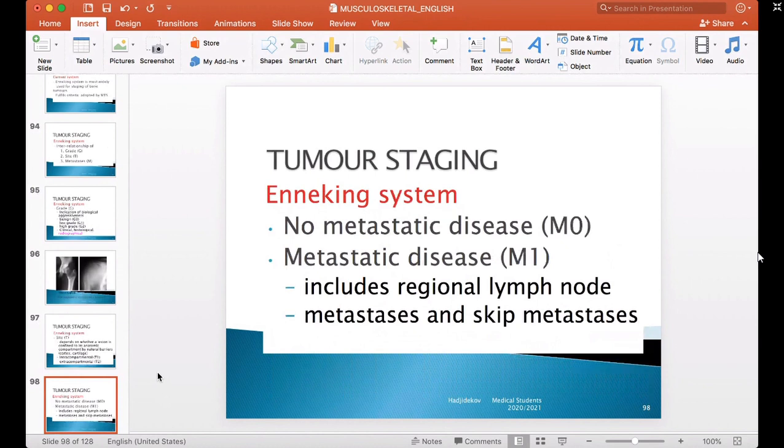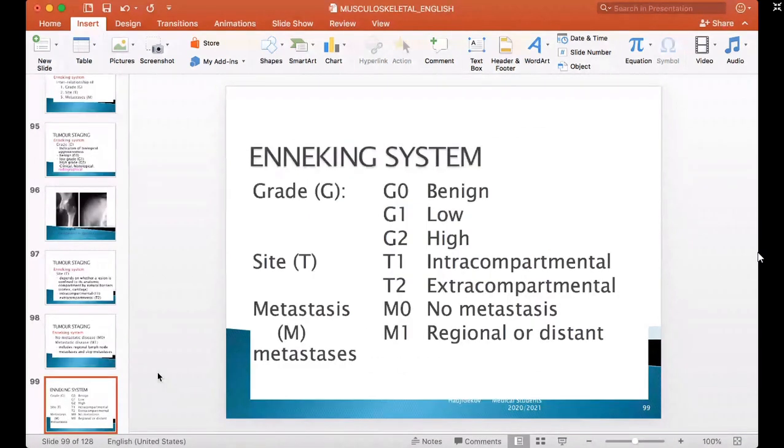So the presence or not of metastasis is very important for the future of the patient as a prognostic tool. If we have no metastasis, it is M0 in the Enneking system, and if there is any metastasis, M1. Metastasis also includes regional lymph node metastasis. So this Enneking system will be like this: benign, low, and high for the grade, intracompartmental and extracompartmental for the site, and presence or not of metastasis, either regional or distant metastasis.